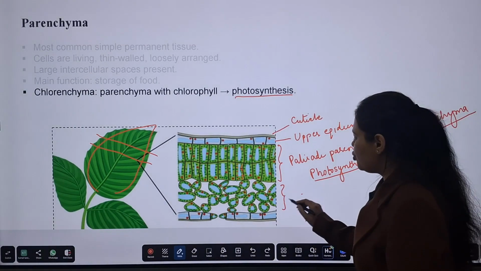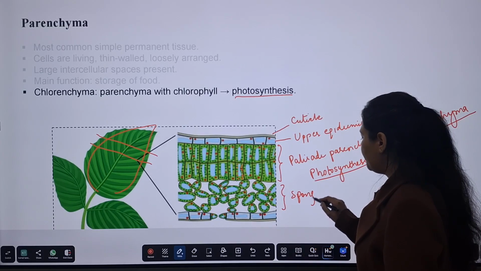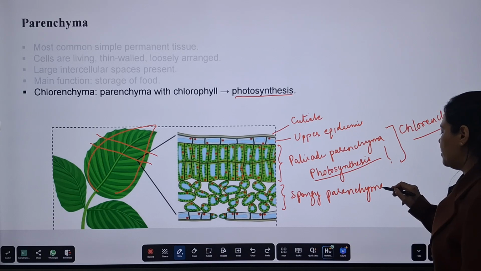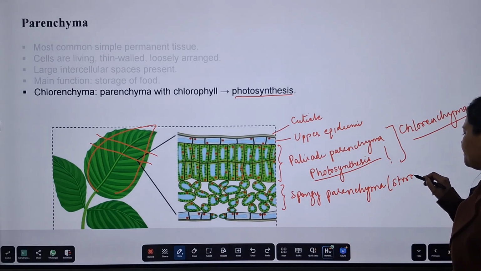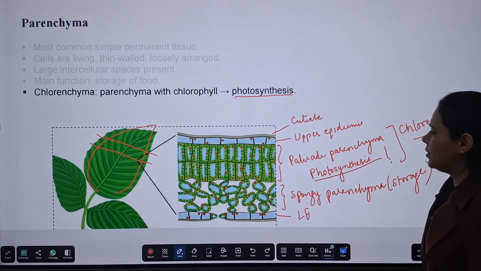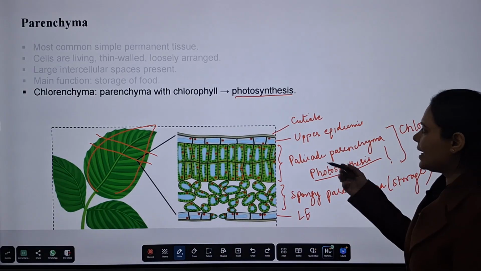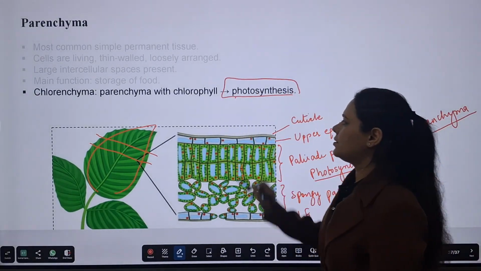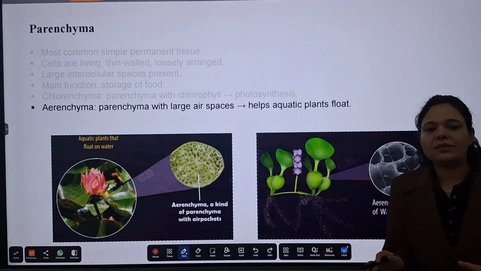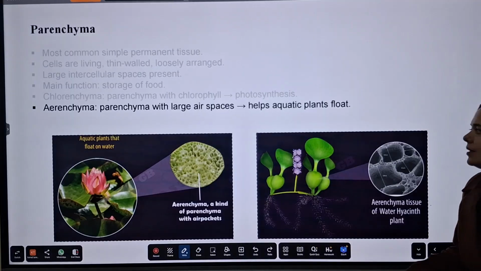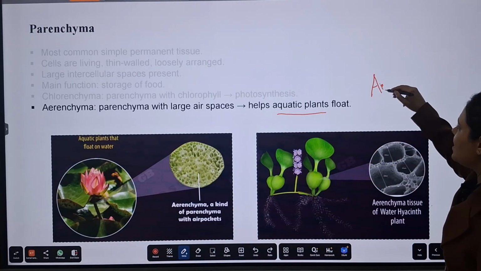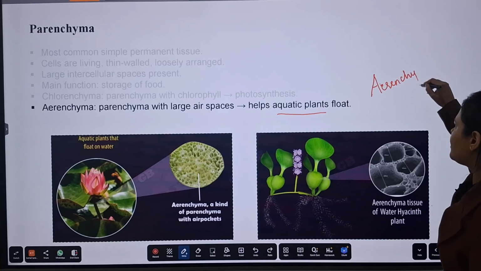Then we have spongy parenchyma, and their function is storage of food. And then we have the lower epidermis. So the second function is photosynthesis, and we call this parenchyma chlorenchyma. The third function that we see for parenchyma cells is in the case of aquatic plants. Parenchyma cells have been given a special name in aquatic plants.